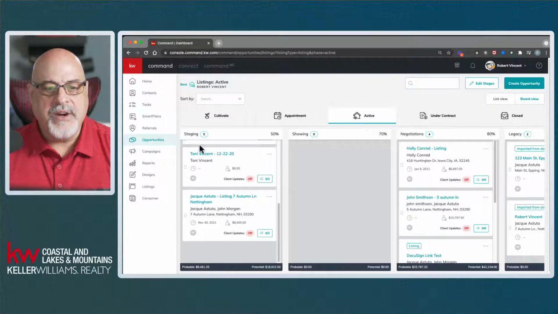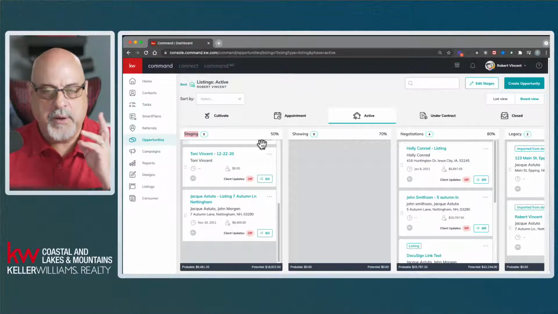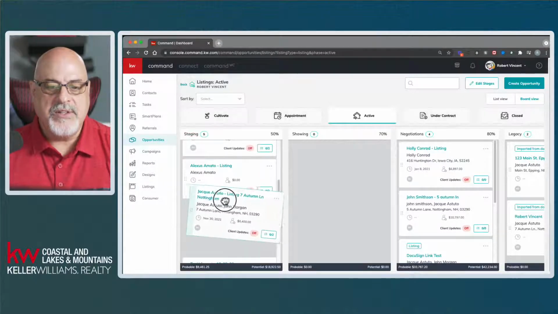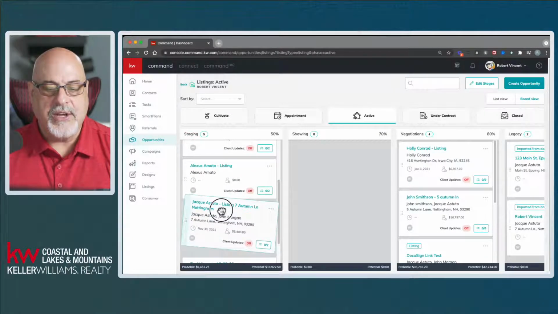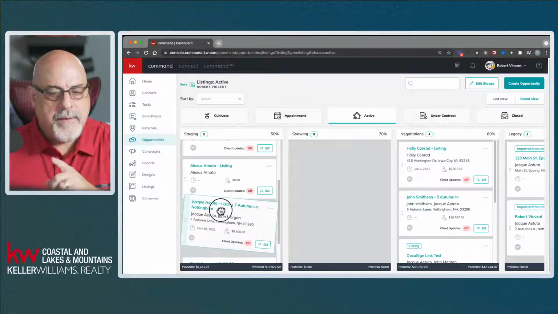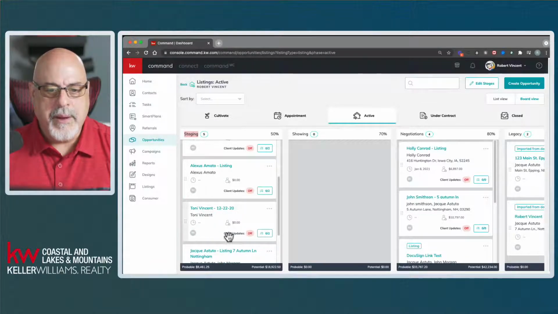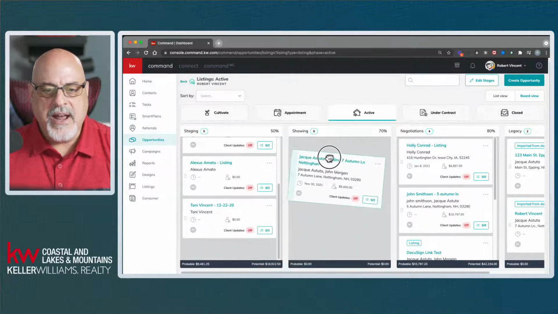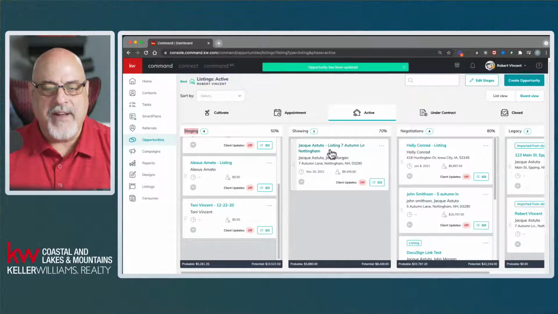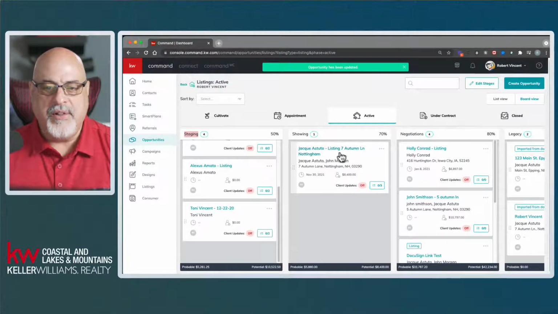So an active here is now we're in staging. We're to the point where this listing has been signed. The appointments were kept, and that listing is in the staging stage. Then after staging, maybe the dates are complete there, and now we are moving it into showing. We have actively put this thing together. The listing is active. Everything is rolling, and we are showing this property now.